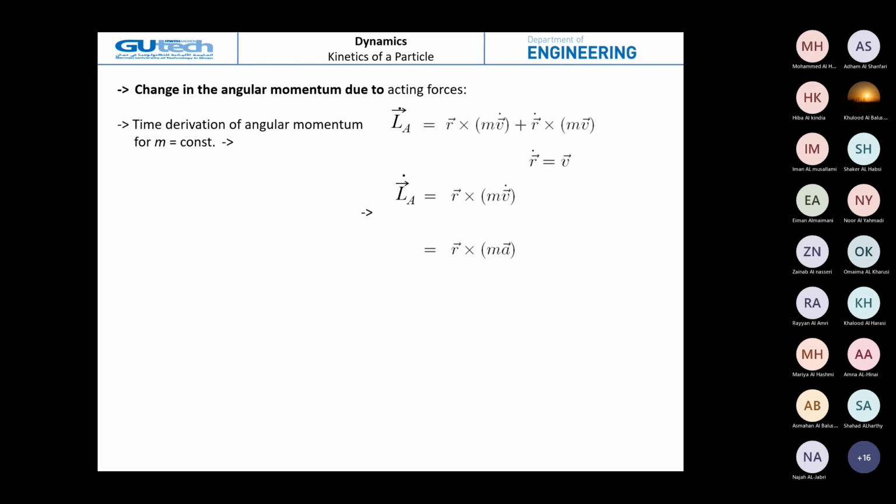If they are parallel, that means the vectorial product, or cross product, will be equal to 0. Then, if we look here, the change in the angular momentum will be defined by R cross MV dot, and V dot is only the acceleration. As you know, A is only dV over dt.